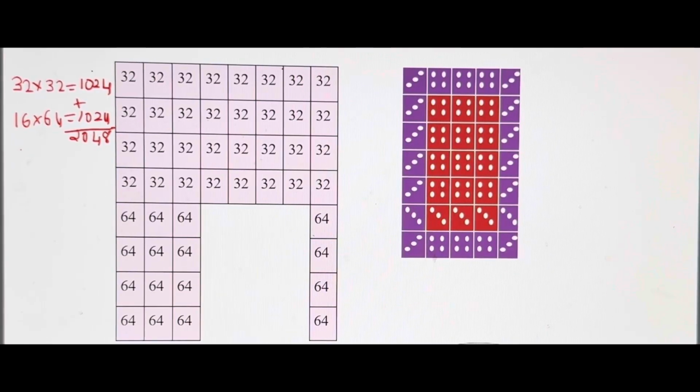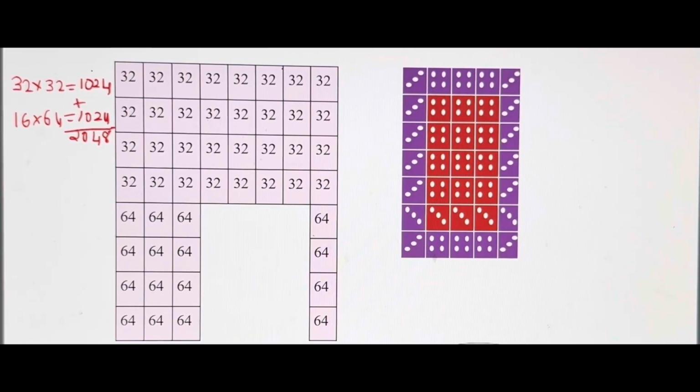We are doubling 16, that becomes 32, and we are halving 64, that also becomes 32. That's why we get the same answer, 1024. Right? This is another trick. Without multiplying, you can get this product. So I'll just show you the trick. You can apply that trick and without calculation, you can find out the sum.